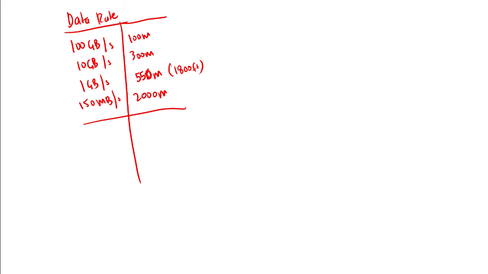Now, when we need more than either the distance or the bandwidth in this table, for example we're running at 2000 meters and we need 10 gigs, then we have to use single mode.